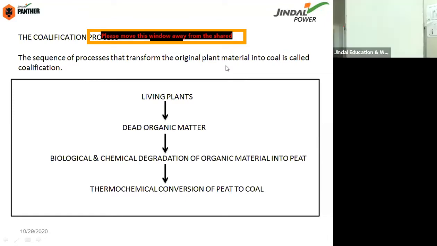And after very long years, this peat is transformed into coal due to the application of further heating and pressure inside the ground. Next slide, please.